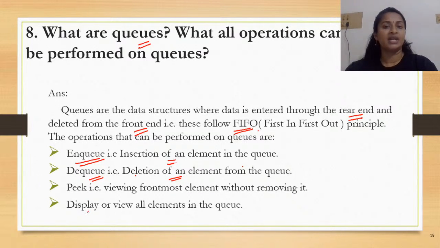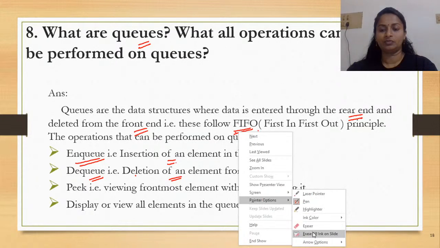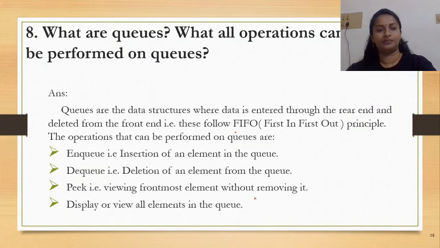Now, peek and display are the same as what we have learnt in stack. What are they? Peek, viewing the frontmost element without removing it, and display, or what does it do? Display is viewing all the elements in the queue. So these are the different operations with respect to queues. Okay.